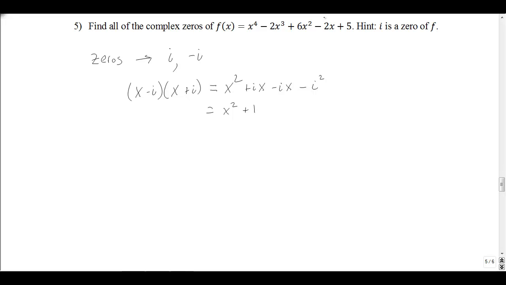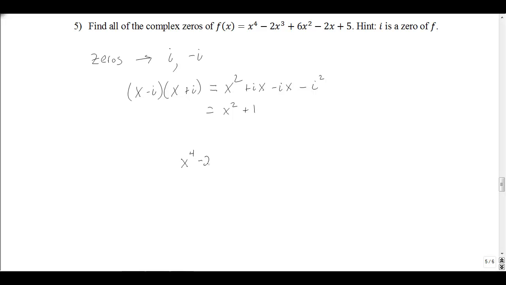So then you can divide x to the 4th minus 2x cubed plus 6x squared minus 2x plus 5 by x squared plus 1. You should get a degree 2 polynomial for degree 4 divided by degree 2. You subtract, 4 minus 2 is 2. So you get a degree 2 polynomial. Then you could use the quadratic formula to find the other two roots. So we're going to do that.